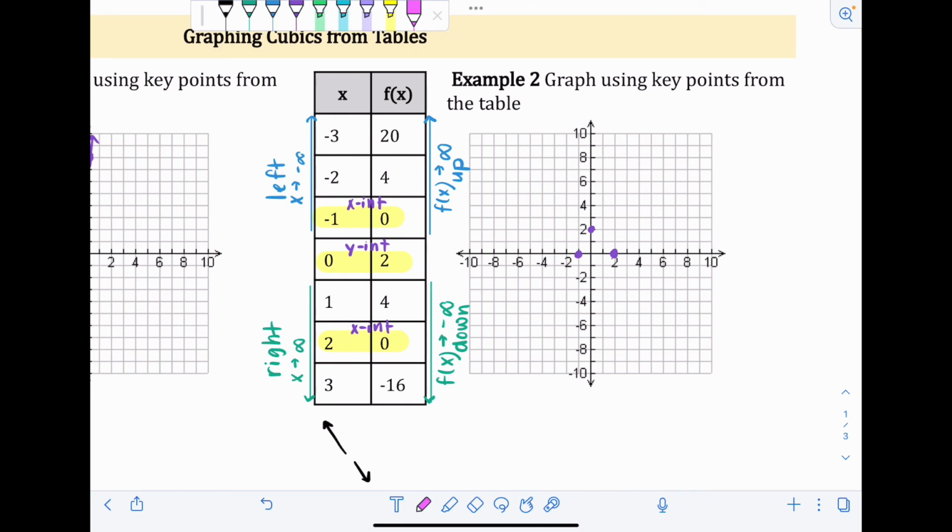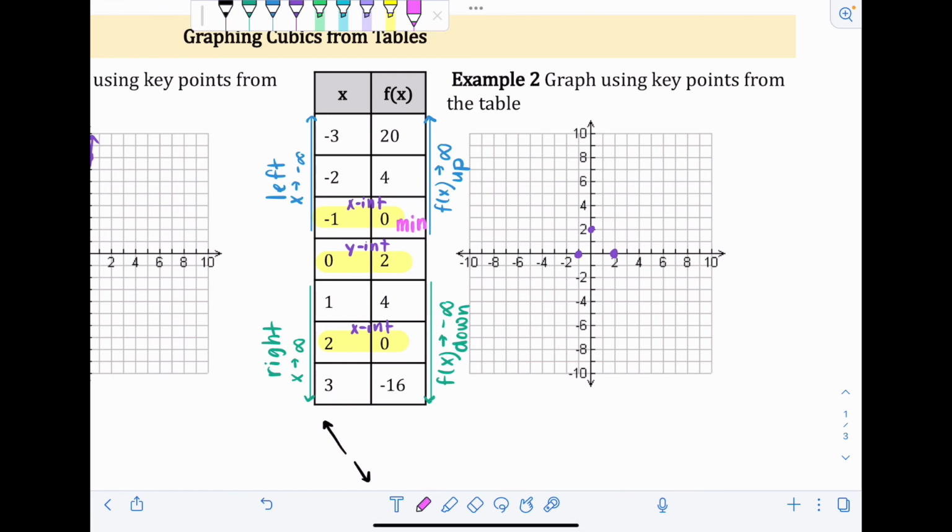So on this portion, for max and min, we're always looking at just the f of x values, the right column from the table. So we're going from 20 to 4 down to 0 up to 2. Specifically, in this section, we go from 4 and then we go down to 0 and then we go back up. So we hit a low point at 0. This would be a minimum.